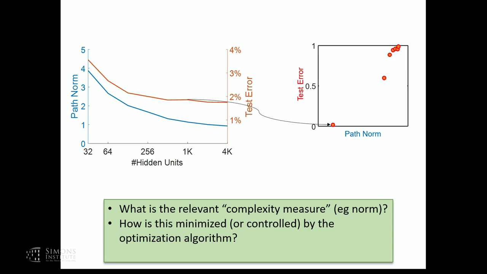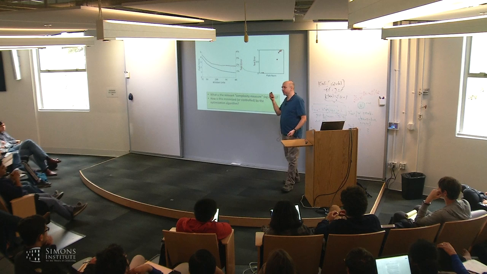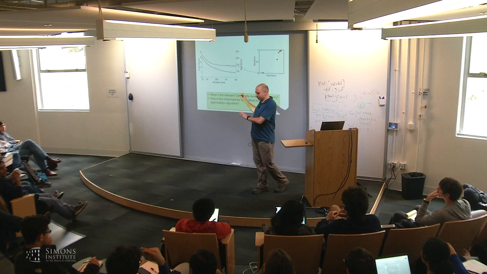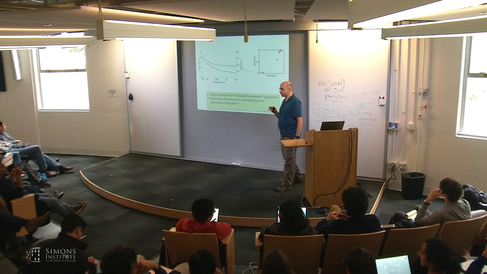If you ask for the answer, it's the sum over all computation paths in the network of the product of the weights along the path, I think in this case squared. For the purpose of this, it doesn't matter. It's some measure of the magnitude of the weights in the system. Yeah. So, Vitaly?